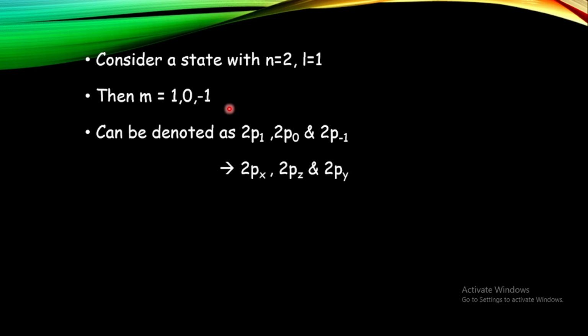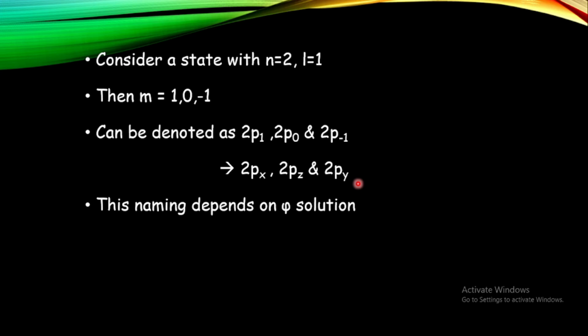Then again, sometimes we denote them with the suffixes x, y, z. So here when M is equal to 0, we represent it as pz. That is, 2p0 is denoted as 2pz. Whereas when you consider the linear combination of the first and the last term, we can represent the first as 2px and the last one as 2py. So how is it so?